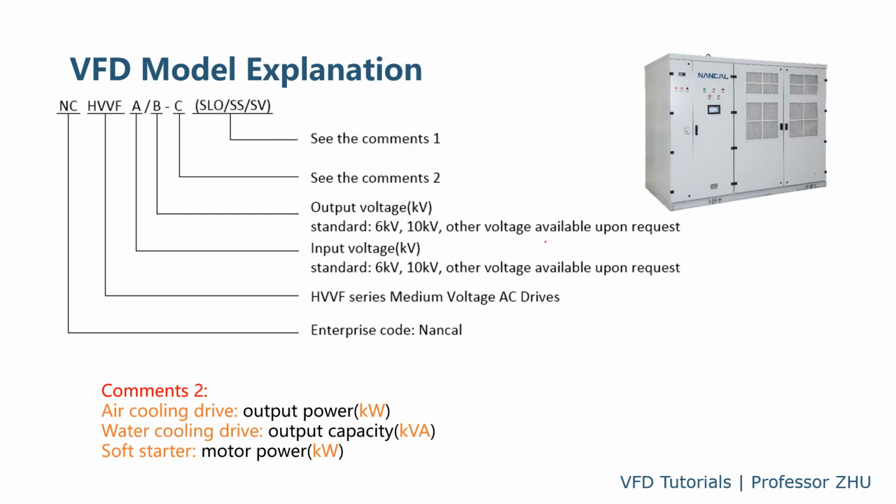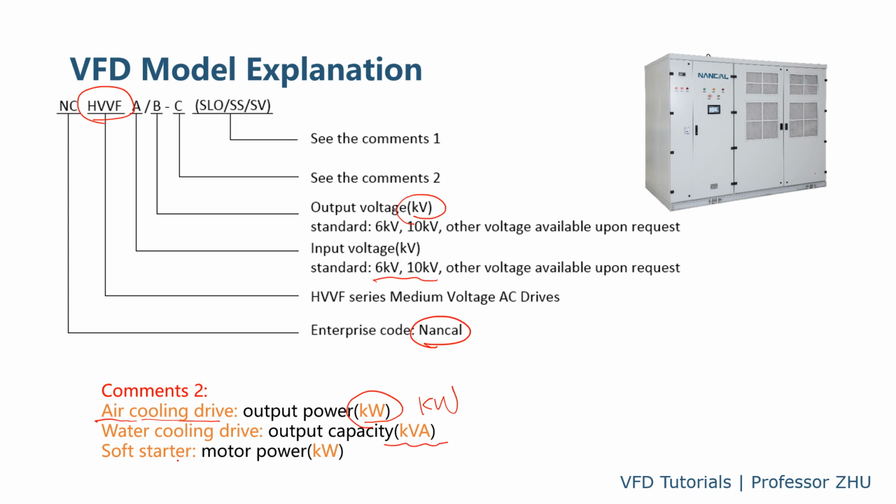Okay, here is an example for the VFD selection. For example, NC represents the Nanco company. HVVF is the medium voltage drive. A here is the input voltage, 6 kV or 10 kV or higher. B is the output voltage, kV, and C here. So for most of the air cooling drives, we will use kilowatt. And for the water cooling drives, we use kVA.